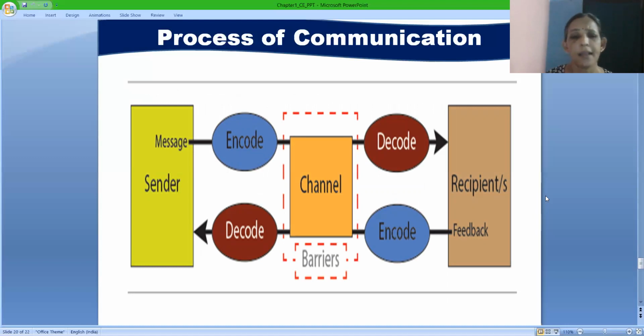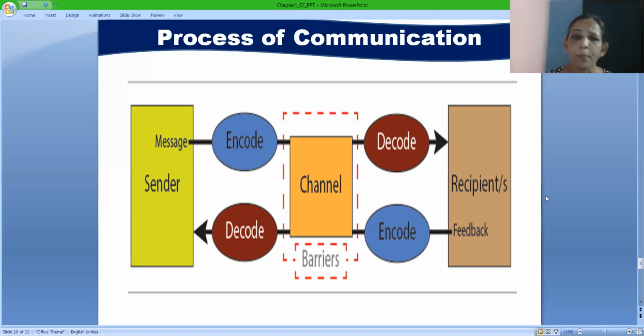We need to understand that there is a sender and a receiver at both the ends. And at both the ends, the sender and receiver are sharing a piece of information, that is a message. This message is first encoded by the sender through a channel, which is decoded by the recipient. Once the recipient decodes the information, he answers it back. When he answers it back, the sender steps into the shoes of a receiver and the receiver steps into the shoes of a sender, and then the message is encoded by the receiver. The channel is the same and then it is decoded by the sender.